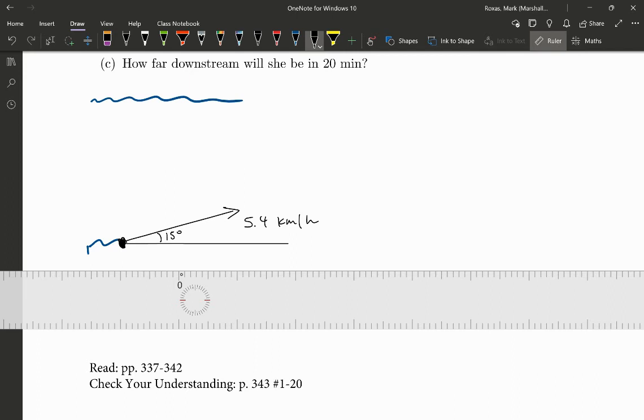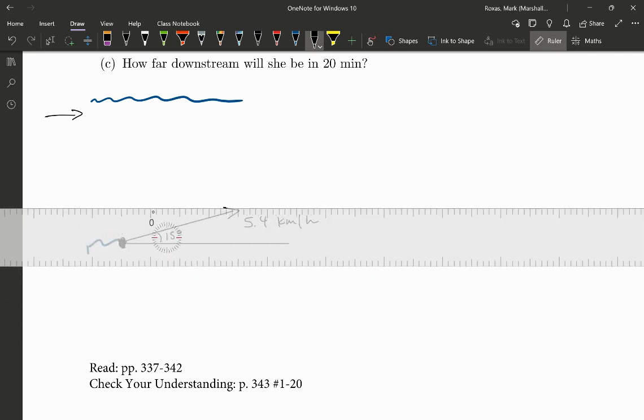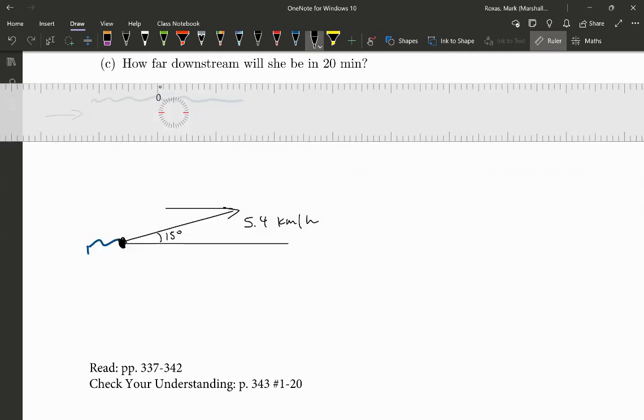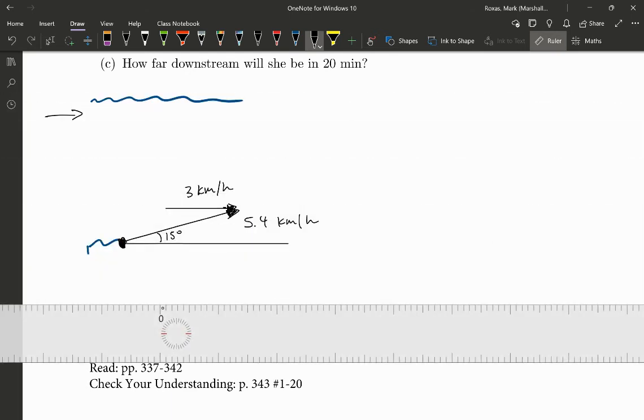Okay, and then the river, we have a current flowing at 3 kilometers per hour, and it's downstream, right? So we're going downstream. Let's say the river is flowing this way. Okay, so I have 3 kilometers per hour. So it's going to be a smaller arrow than my 5.4. Okay, so there's my arrow going 3 kilometers per hour. Okay, and that's in the direction of my river flow.